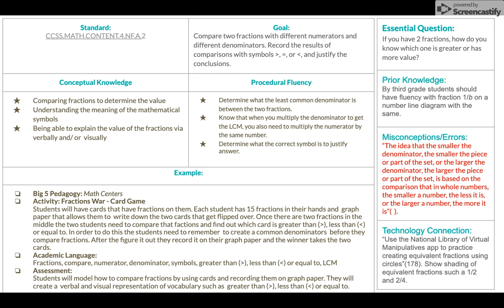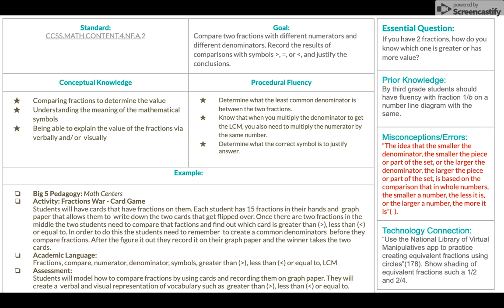So for our conceptual knowledge, we are comparing fractions to determine the value and then being able to understand that in a mathematical sense and using the terminology correctly. So either being able to say it correctly and then visually seeing it and being able to say that out loud with the symbols.